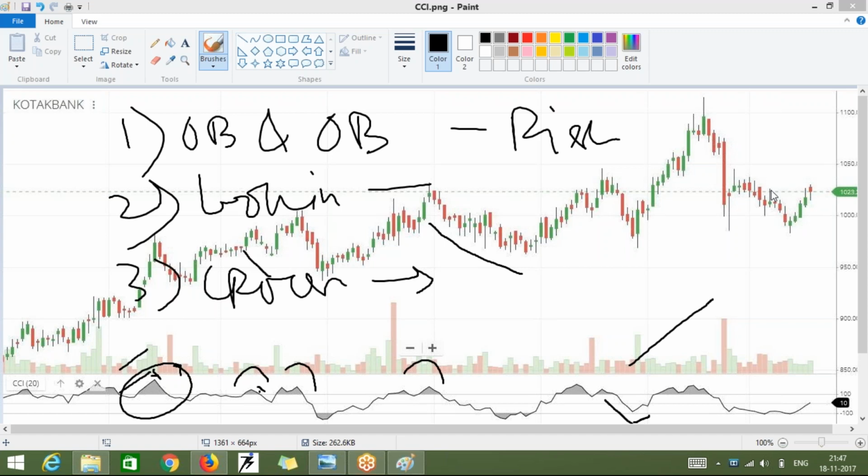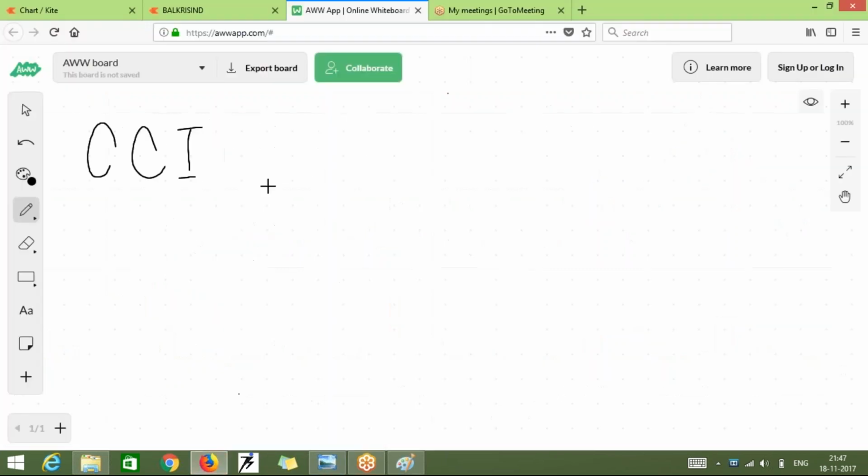The next one is, as for CCI, I think it's almost over. Nothing more in that, because we discussed how to trade using CCI. As the calculation part is too complicated, I'm not going into that. The next is Bollinger Band.